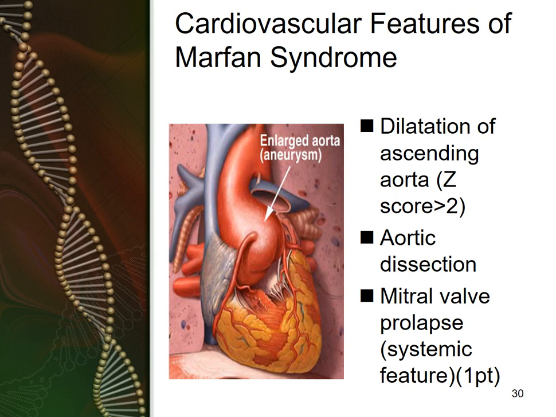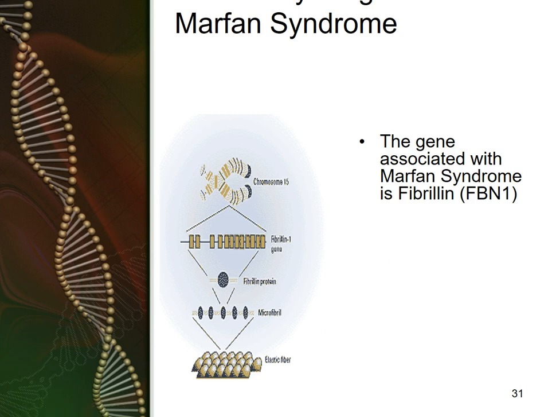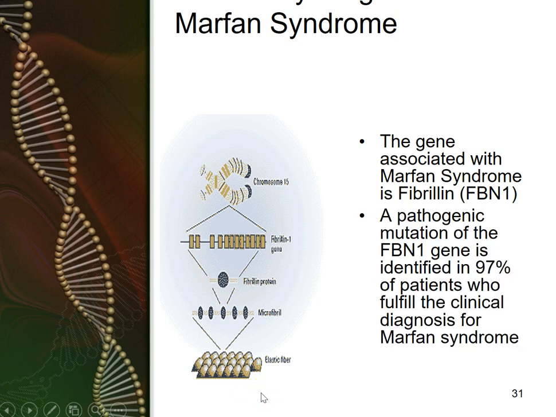Cardiovascular features: dilatation of the ascending aorta, aortic dissection, and mitral valve prolapse, as I said, a floppy valve, which is a common finding. Marfan syndrome: the gene that causes Marfan syndrome is called fibrillin and is located on chromosome 15. Again, it codes for a protein important in the elasticity of tissue. Of patients who fulfill Ghent criteria, 97% have a mutation of the fibrillin gene.